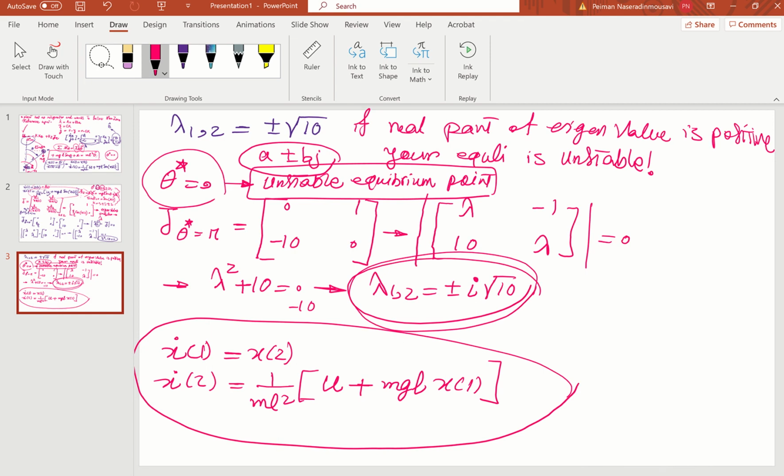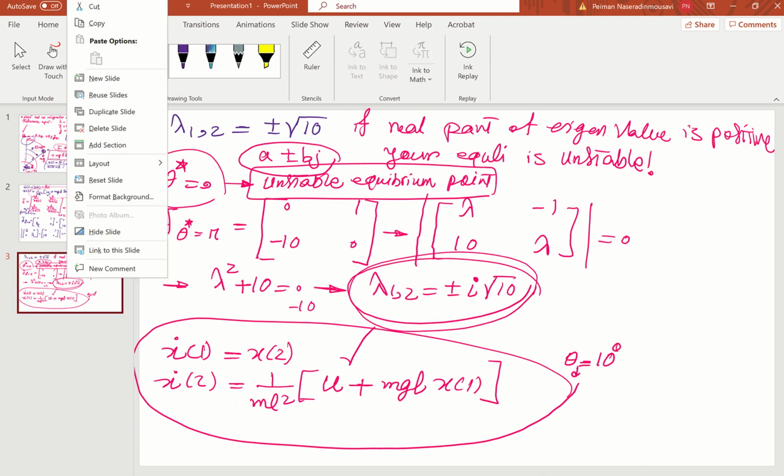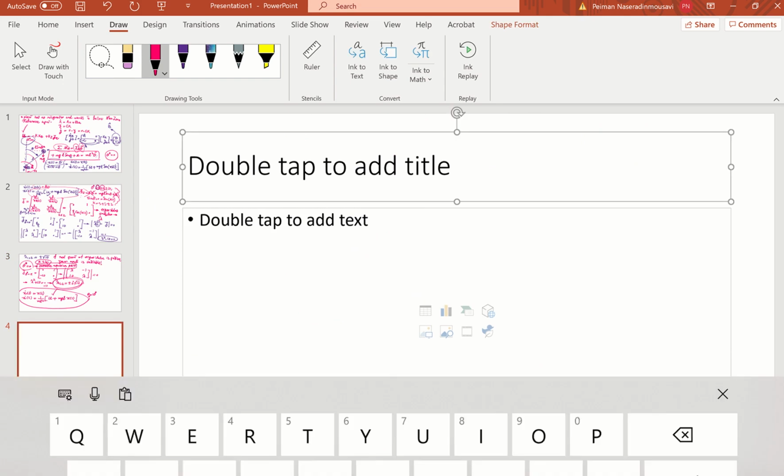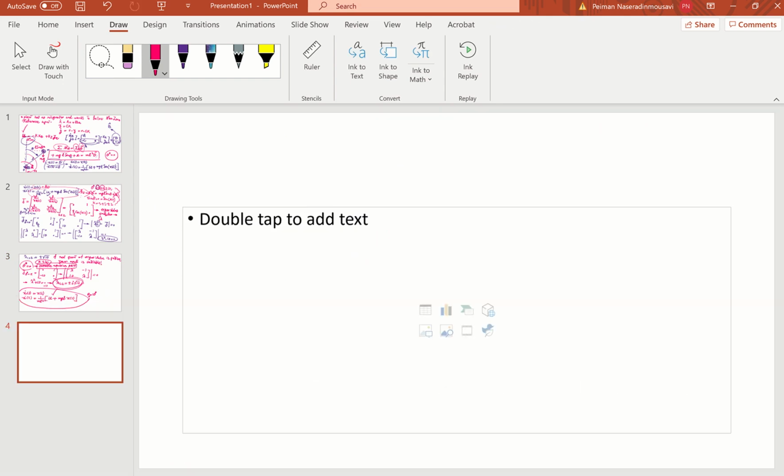Now we have linearized, so we have the LTI system. But we have to design a controller because I want to keep the angle at 10 degrees. This is the desirable angle. This is the state space. But guys, look here, we're going to transfer this to Matlab.